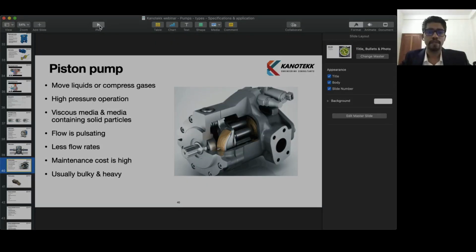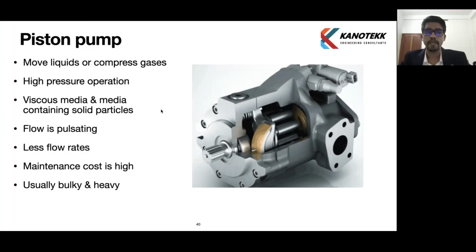Okay, now we will see a piston pump. Here, actually, we can move liquids or compress gases. Like for high pressure operation, we use a piston pump. Viscous media and media containing solid particles can be pumped. The thing is, the flow is pulsating because here the pistons are working. We get less flow rates, maintenance cost is high, it is very bulky and heavy, but where we need high pressure, we prefer piston pumps.